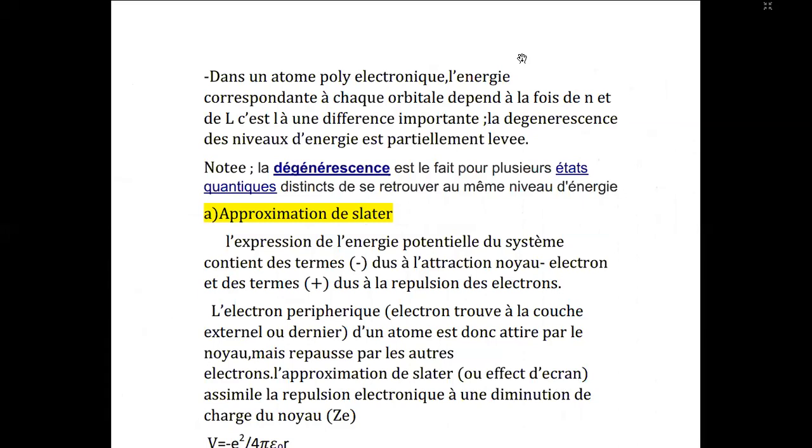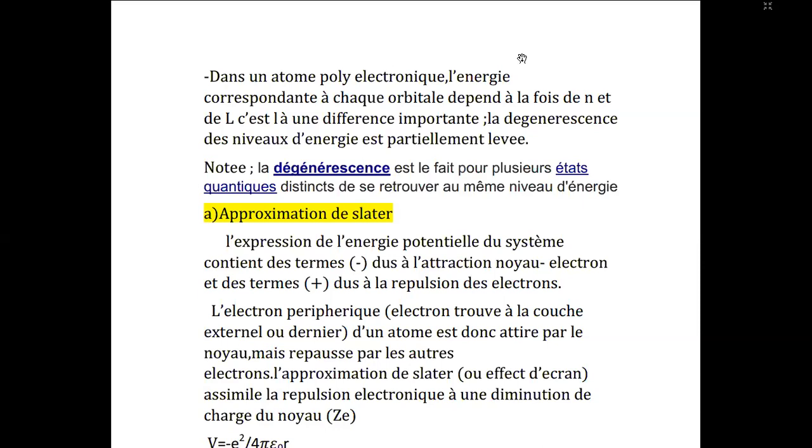L represents a subshell. If you remember, in our last lesson we said that there are 4 quantum numbers: the principal N, the secondary L, the magnetic M, and the spin. So N, the principal quantum number, is the shell itself.